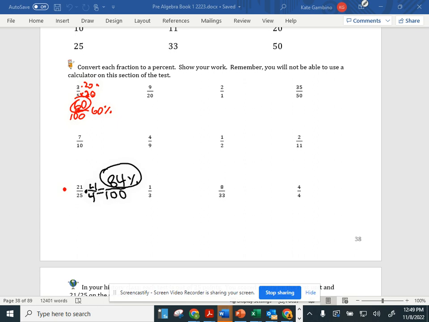I had a lot of people putting 105%. Did you multiply by the correct number? If we looked up above, we had 25 up here, and it says times 4. So always double check that you're multiplying by the correct number. Okay, so double check your answers. Make sure that you're multiplying by the correct number to get to 100. Whatever you multiply your denominator by, multiply your numerator by.